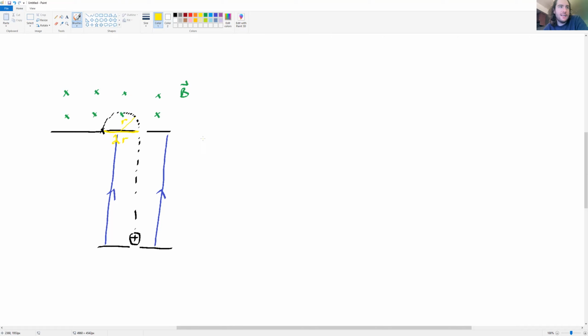And they're telling us that C12 ions with this mass that they've given us, so the mass of those carbon-12 ions is 1.99 times 10 to the minus 26 kilograms.